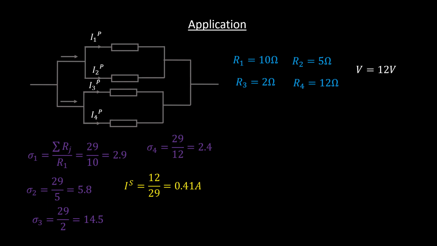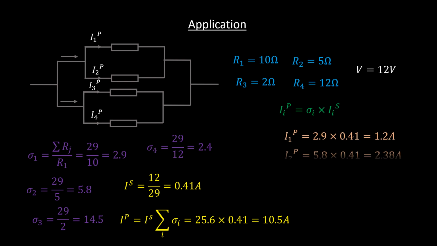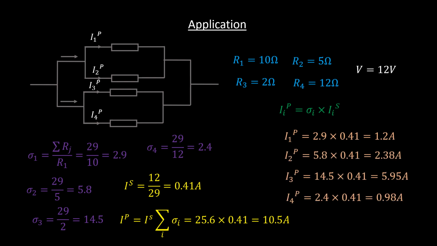Using our total current formula, the total parallel current is given by the sum of the sigmas, which is 25.6, times the series current, which is 0.41, and this gives us 10.5 amperes. Note that we can combine the two yellow expressions into one equation, which can be used as a shorter formula. To evaluate the branch currents, we use the current relationship as shown, and we get the following results. Summing these values gives a total of 10.5 amperes as before.